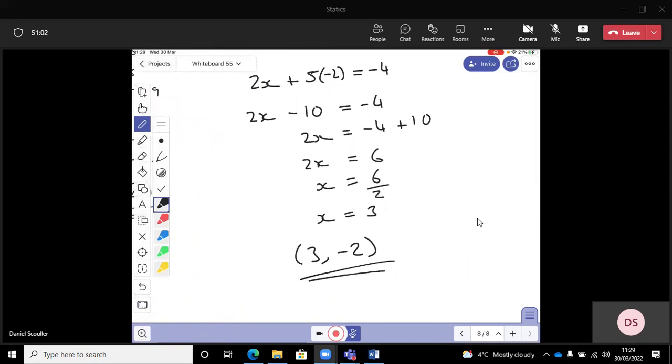So you can either eliminate the x or the y term. Okay, you can eliminate the x or y term. Most people started that okay and then went crazy.